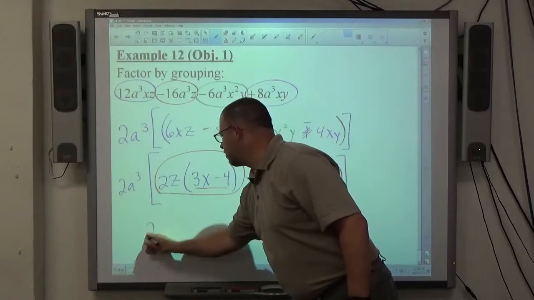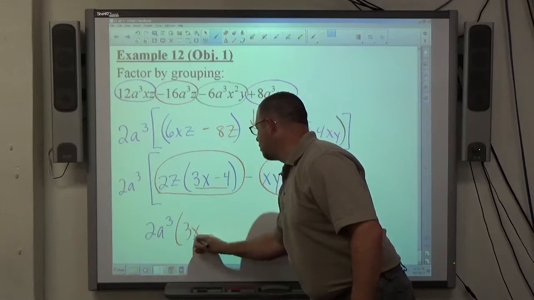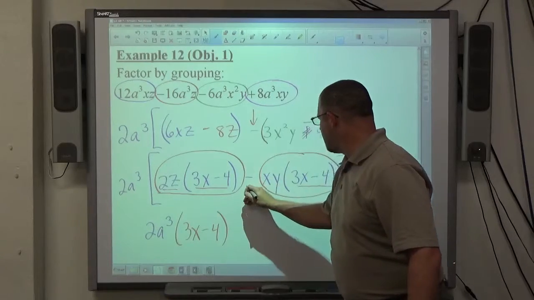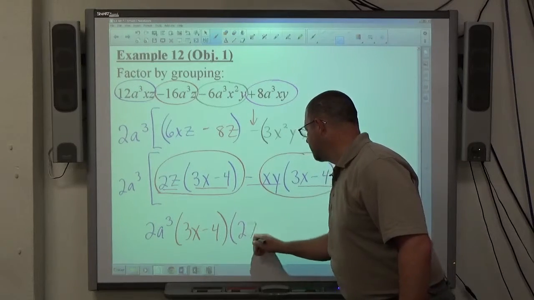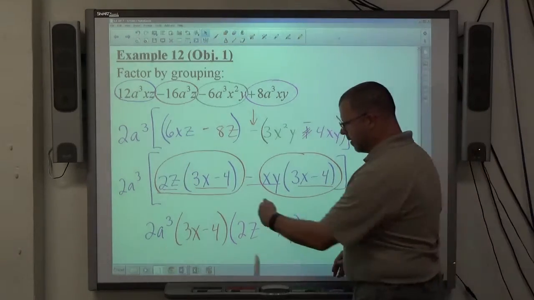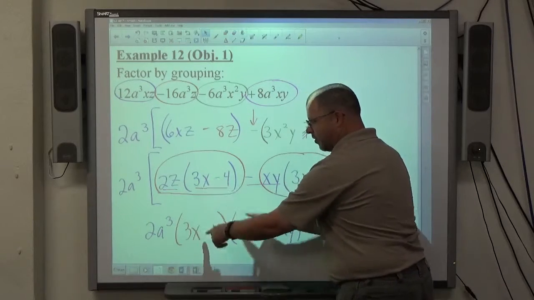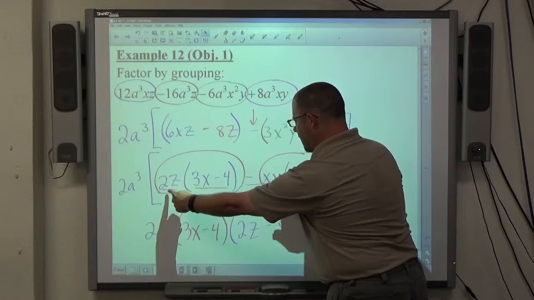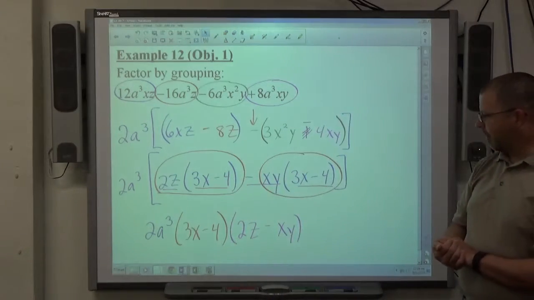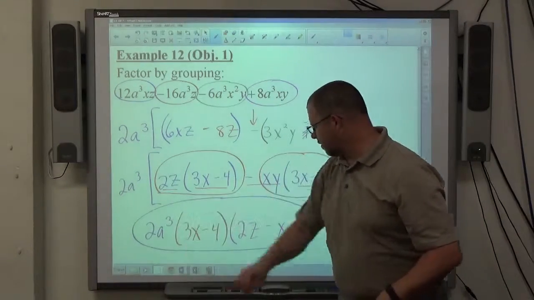So my 2a cubed is still outside. I'm going to put a 3x minus 4 as a common binomial factor. And 2z minus xy is the remaining factor. Notice, again, this times this times this. 3x minus 4 was exactly the same. 2z and minus xy, whatever sign is here goes in between those two guys there to get us our final factored form. Once we've factored everything, we circle it up and that's it.